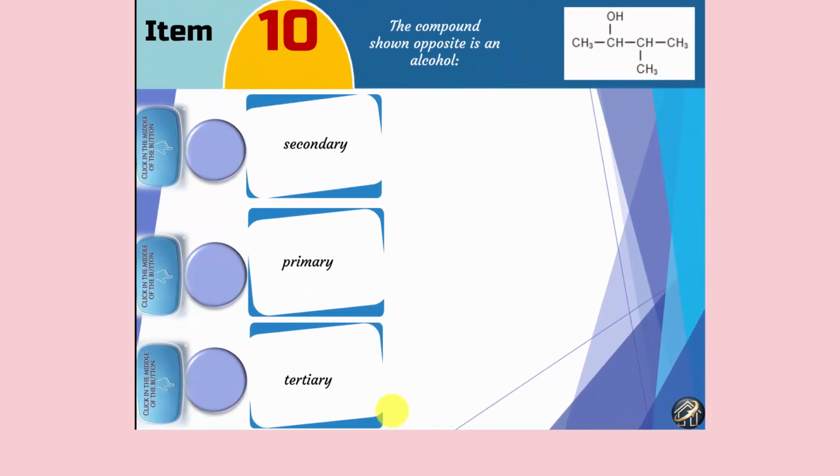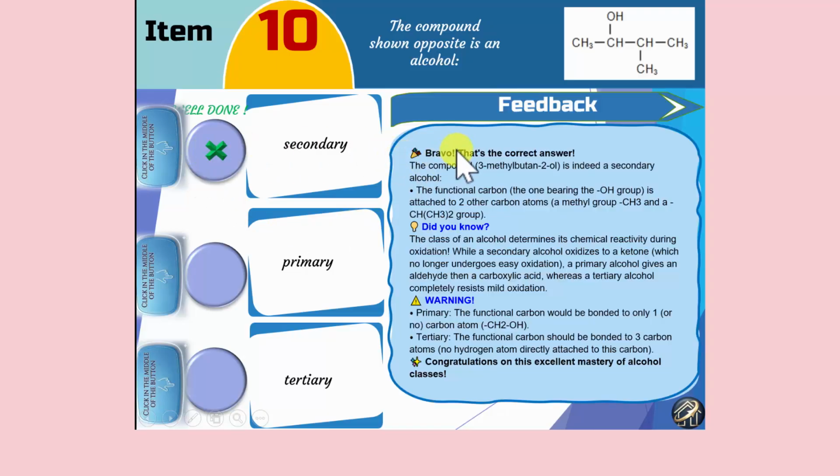Great job. The correct answer is secondary alcohol. In 3-methylbutan-2-ol, the carbon bonded to the hydroxyl group is attached to 2 other carbon atoms, a methyl group and a CH group bearing another methyl group.